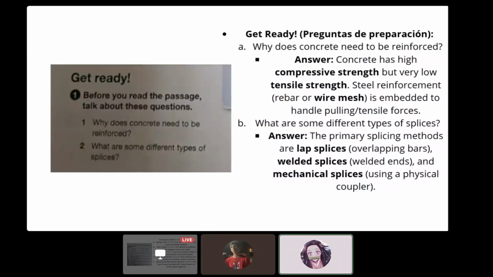Question B. What are some different types of splices? Answer. The primary splicing methods are lap splices, overlapping bars, welded splices, welded ends, and mechanical splices using a physical coupler.